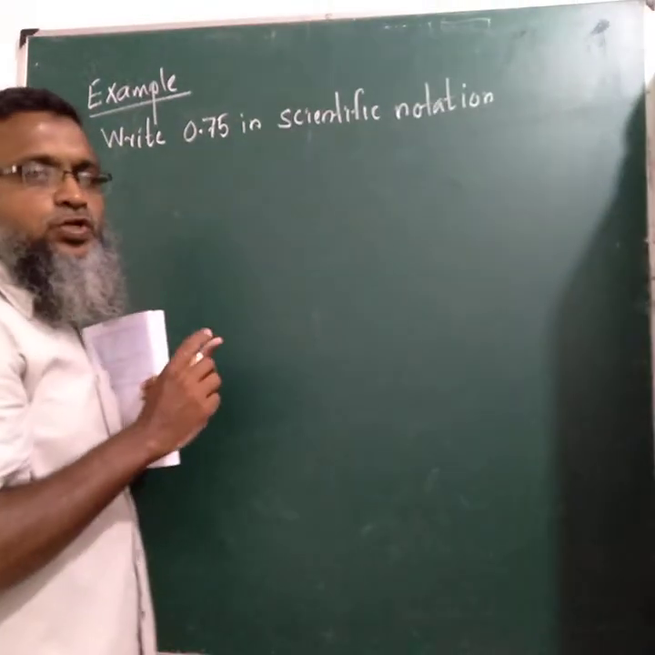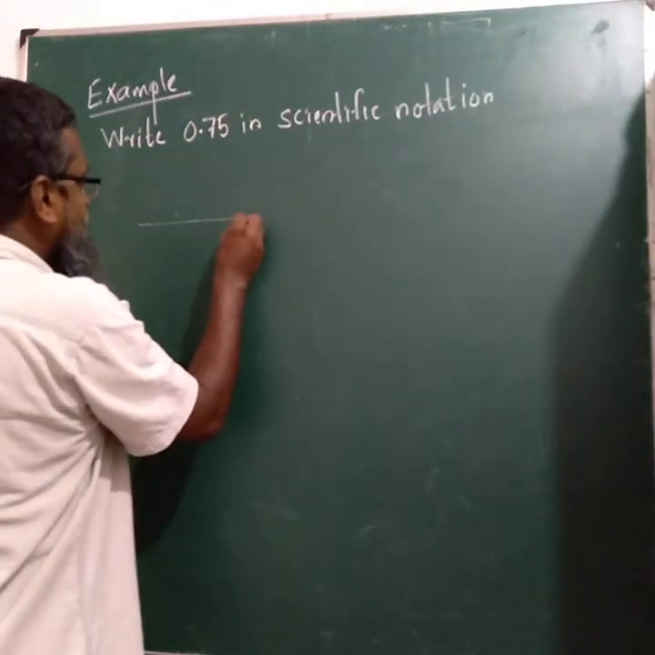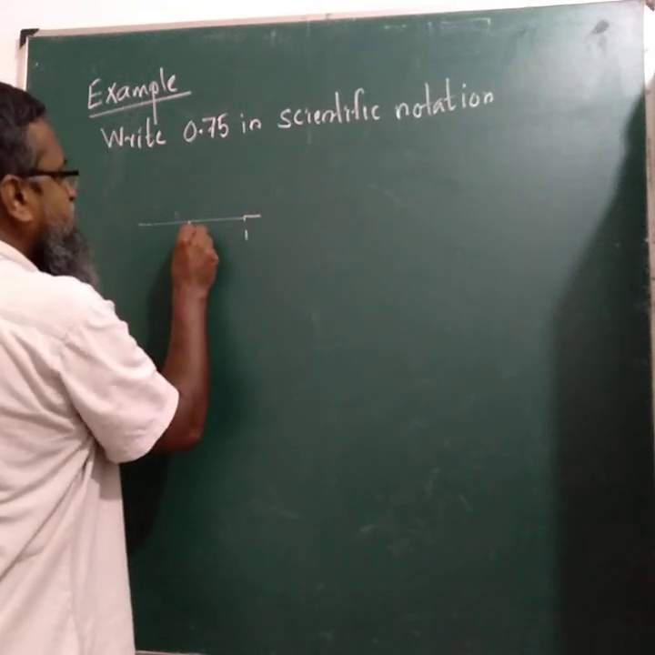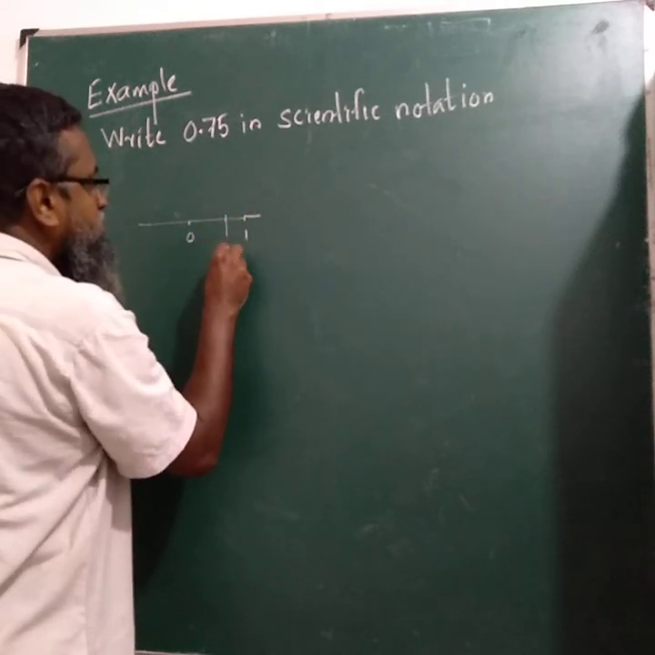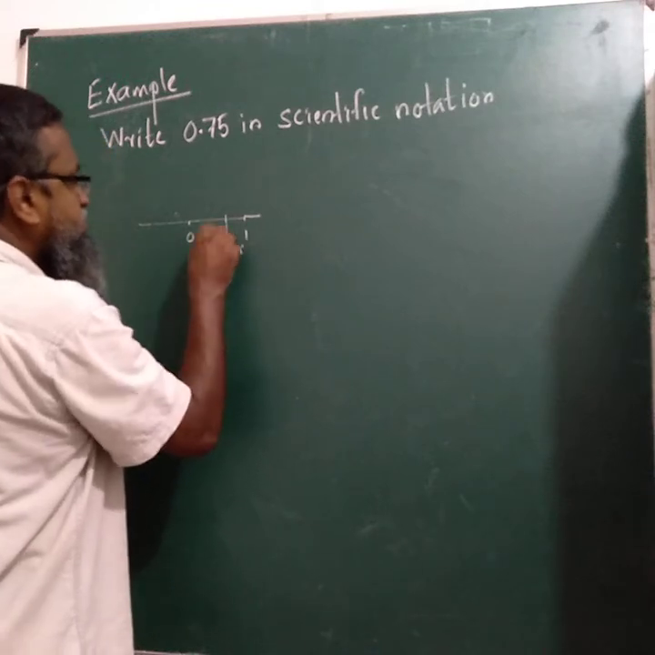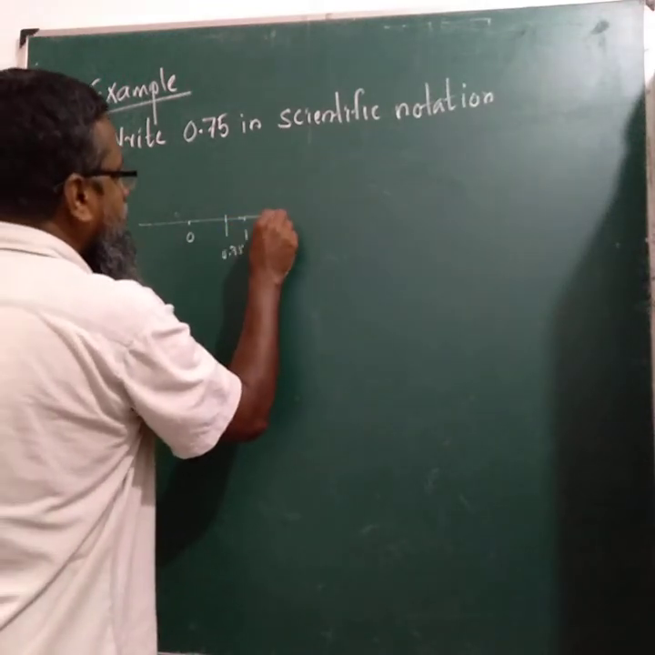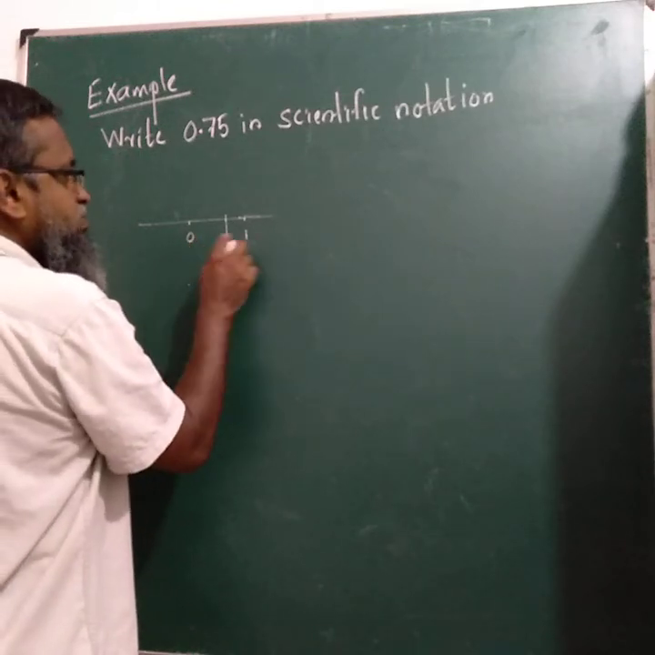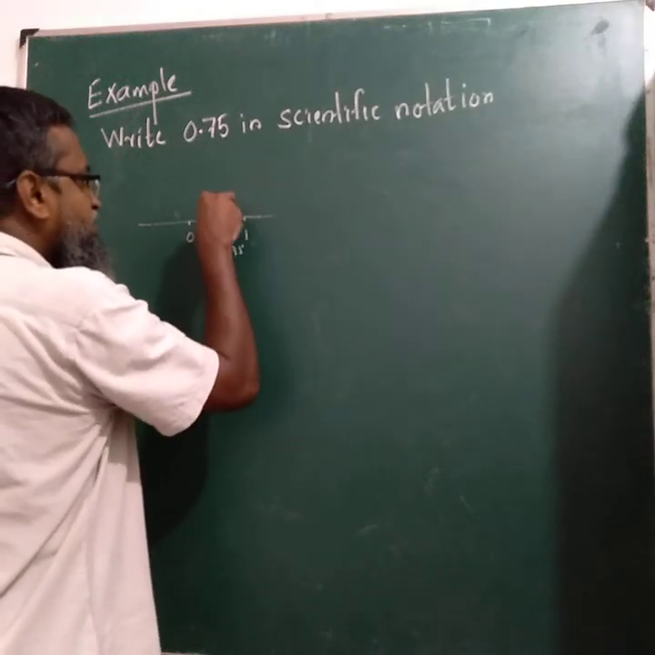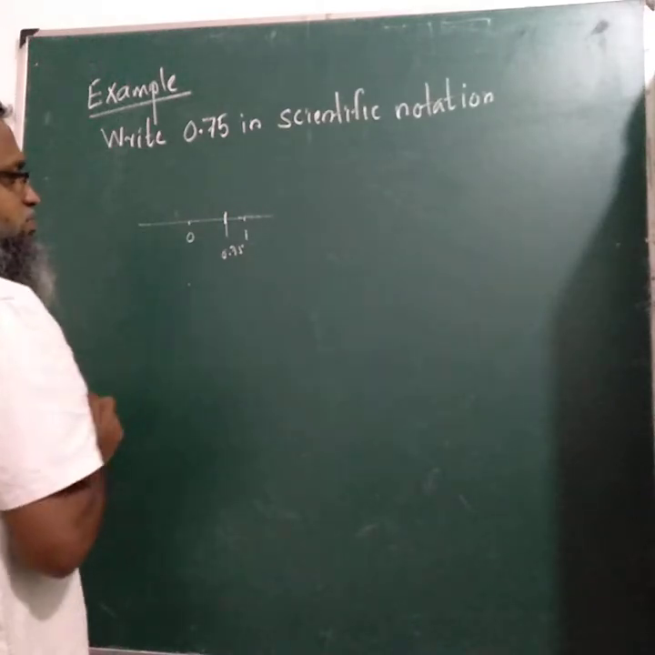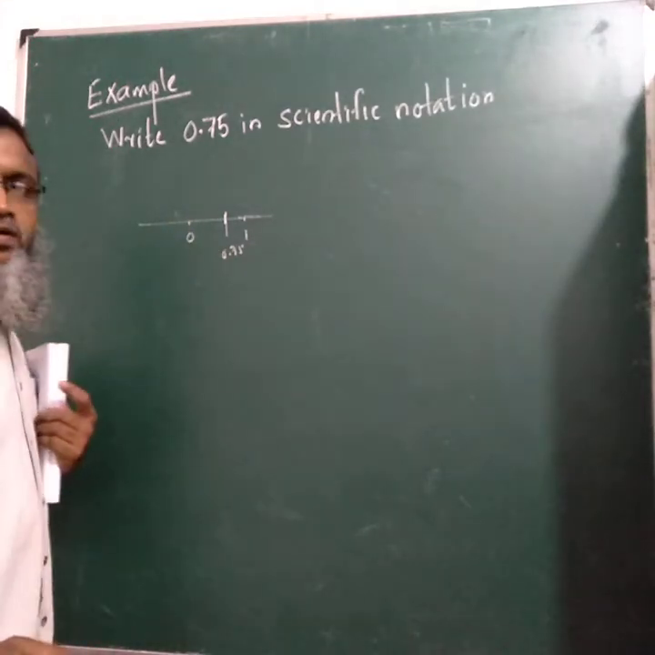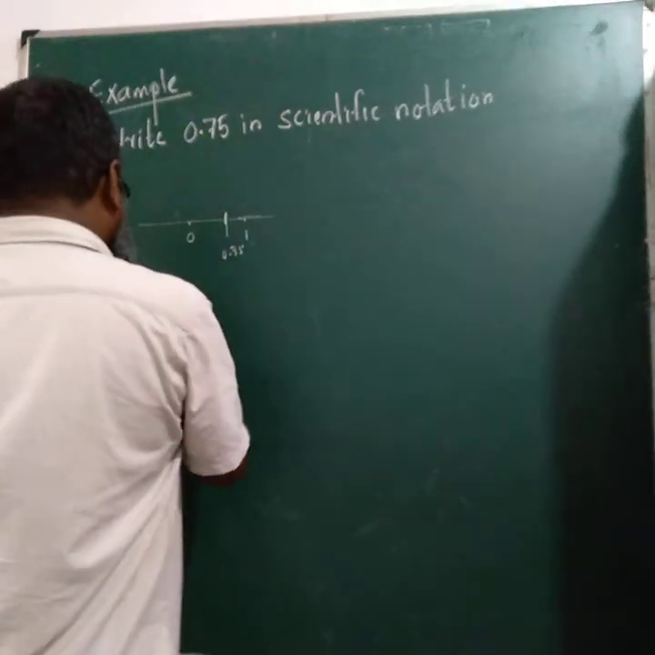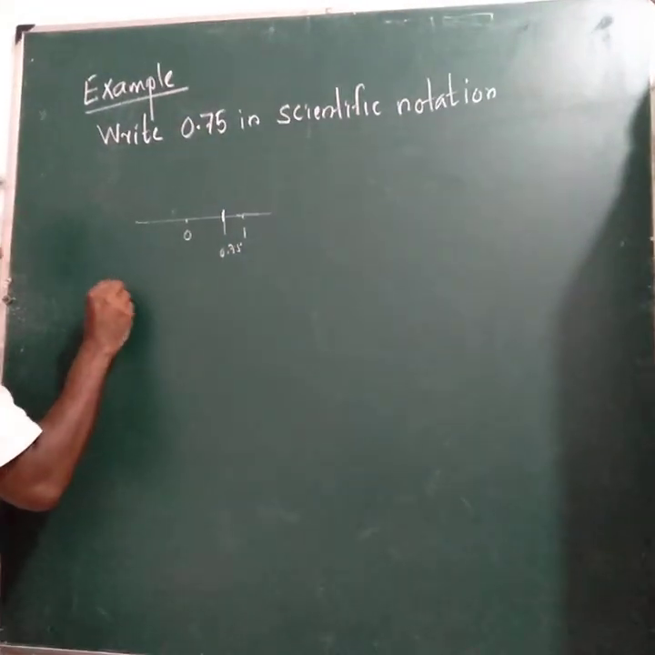0.75 is in between 0 and 1. If you look at the number line, in between 0 and 1, 0.75 is somewhere here. Take this down. 0.75, right? Between 0 and 1. So we will see how to write it in the scientific notation.